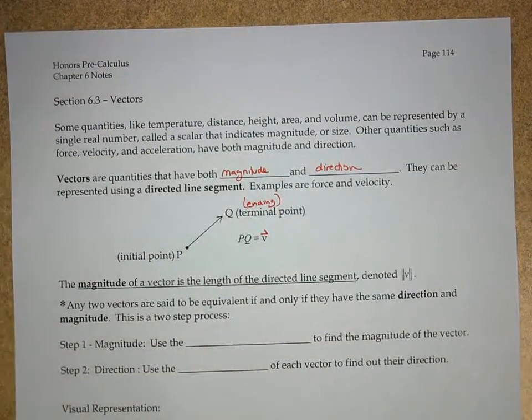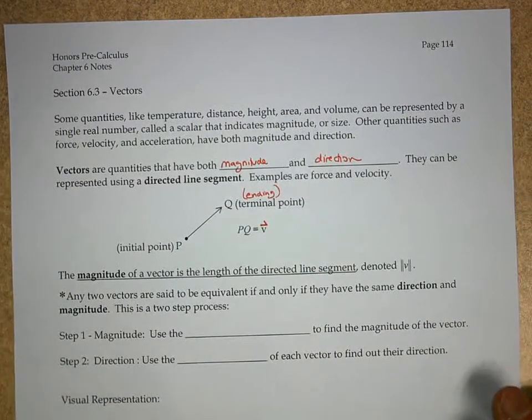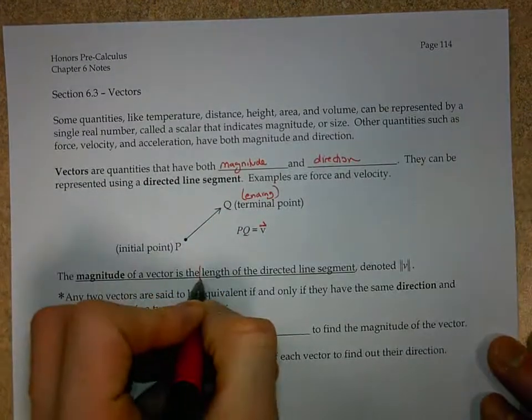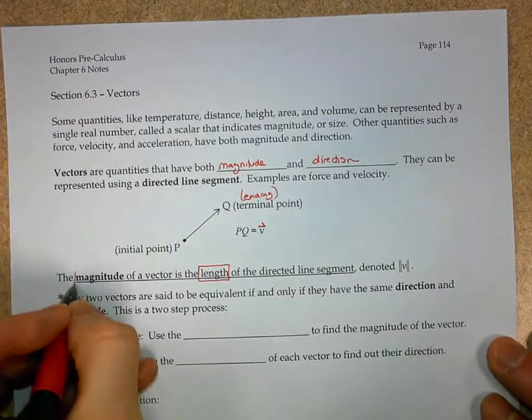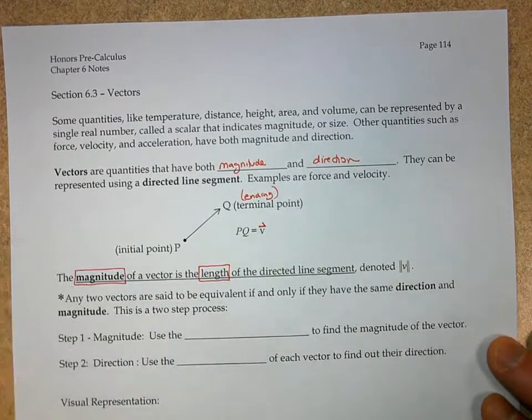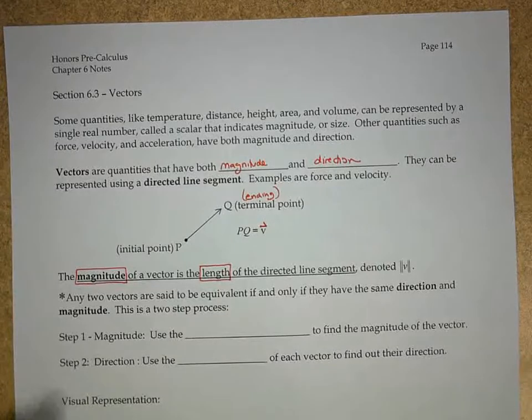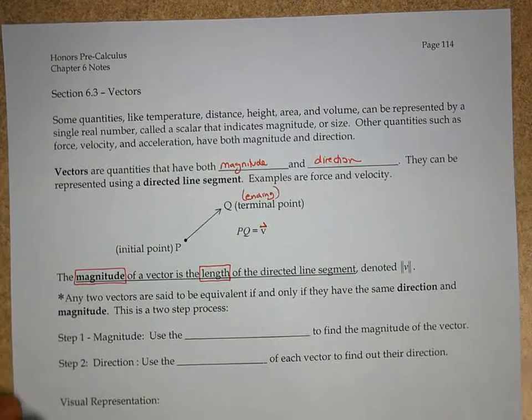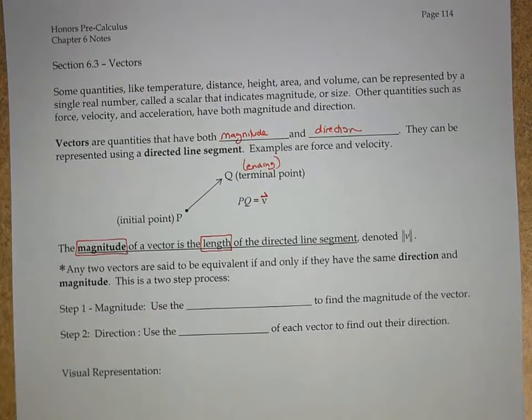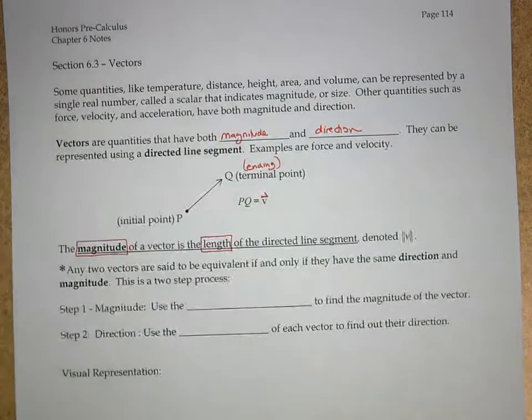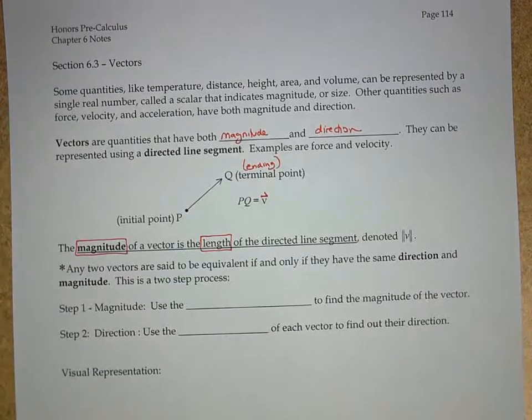The magnitude of a vector is the length of the directed line segment denoted by this double absolute value bars. So magnitude is another word for length. Magnitude and length are synonyms. And then finally, we can say vectors are equivalent if and only if they've got the same direction and magnitude. Same direction and magnitude. So we've got to look at two separate pieces.